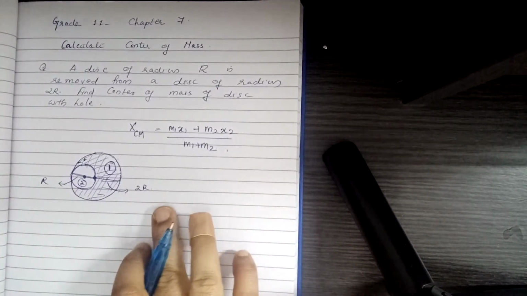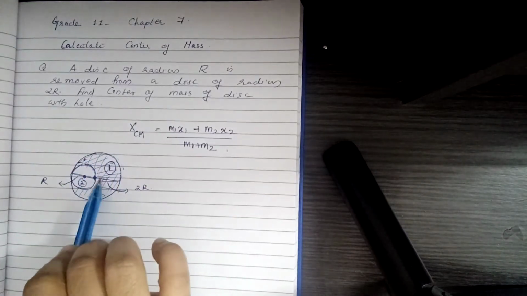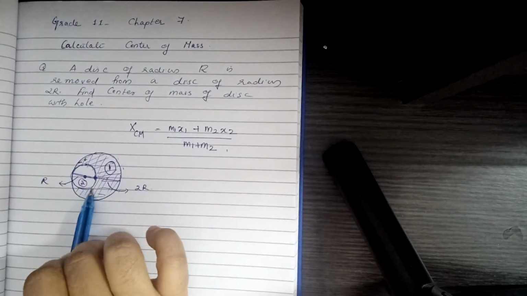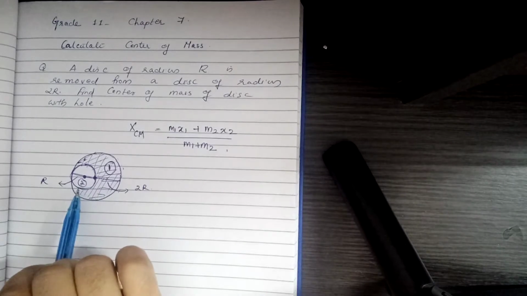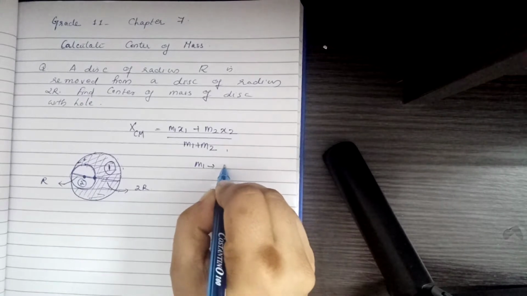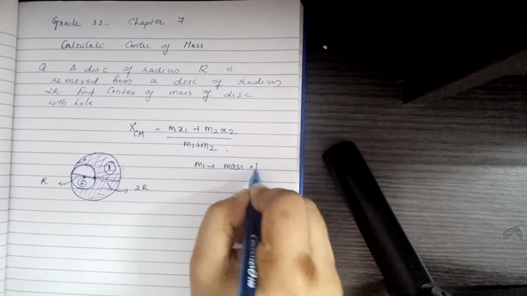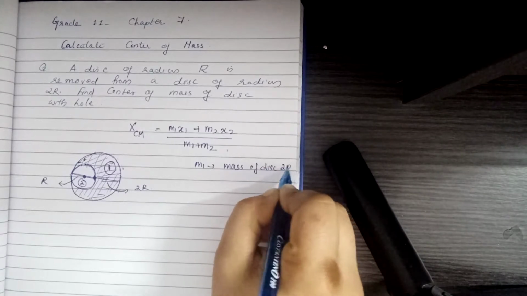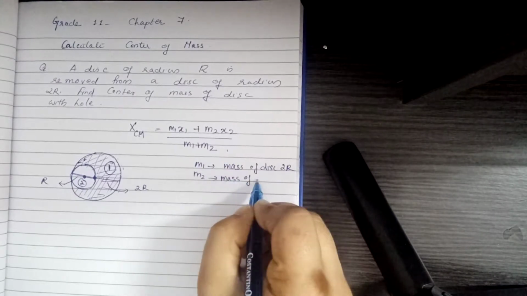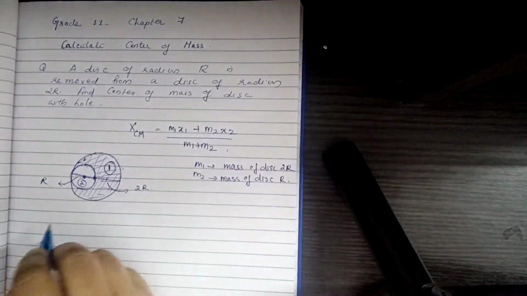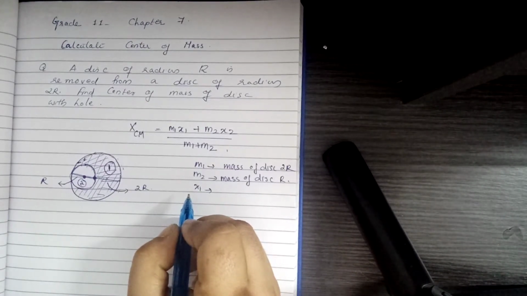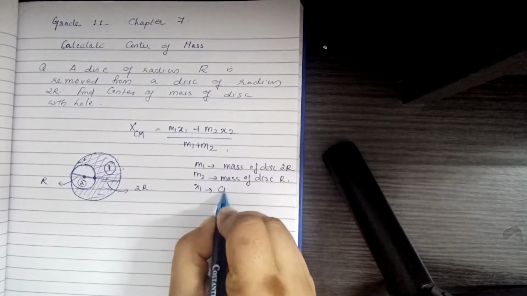And here in this question, I am considering this bigger circle with a hole as the first particle with a mass m1, and this removed portion as the second particle with a mass m2. So m1 is actually the mass of the disk with the hole, and m2 is actually the mass of the disk with radius r. Then x1 is the center of mass of the disk with the hole. That is what we need to find.